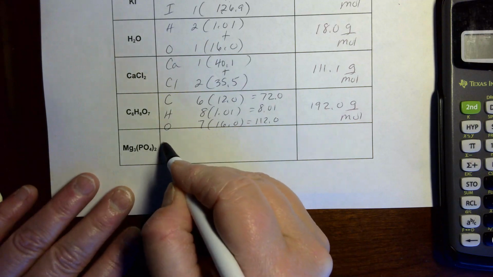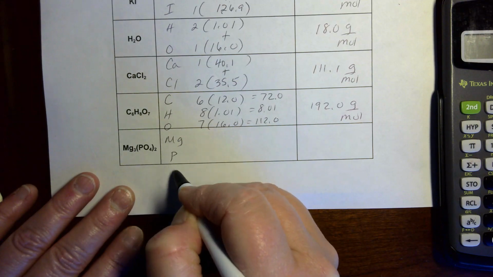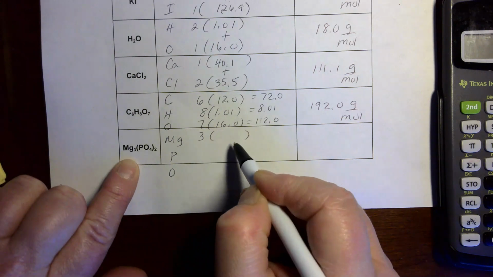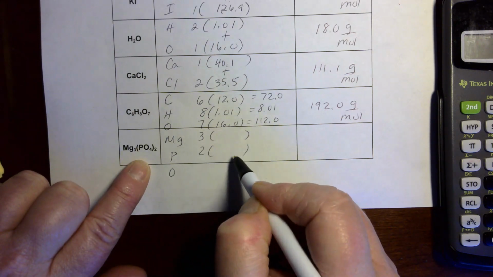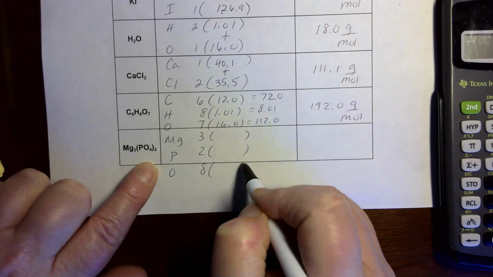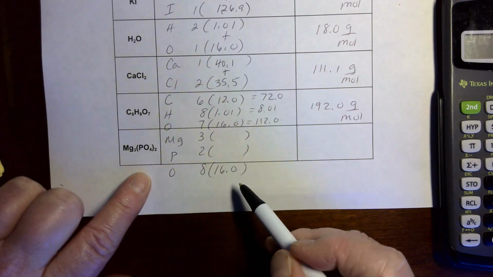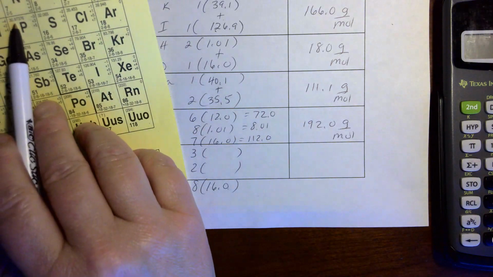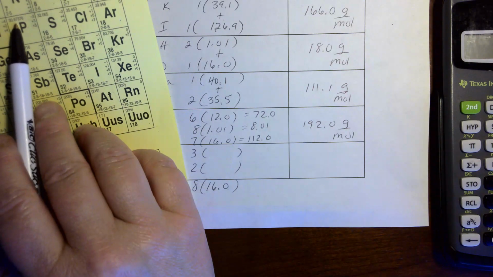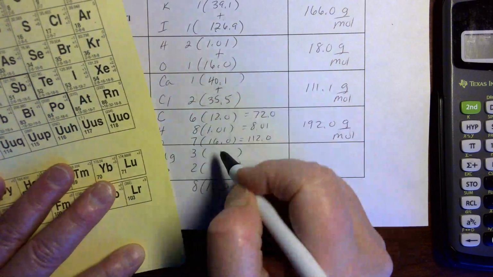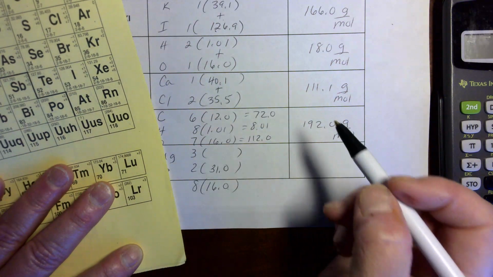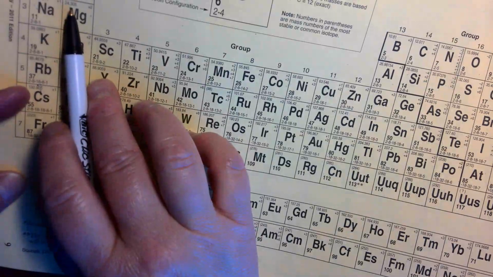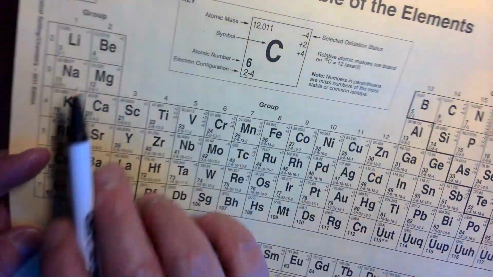All right, last one. I've got magnesium, I've got phosphorus, and I've got oxygen. Looks like I have 3 magnesiums, 2 phosphorus, and 8 oxygens. We know oxygen is 16.0. Phosphorus is 30.97, so that's going to be rounded to 31.0. And magnesium to the nearest tenth is 24.3.